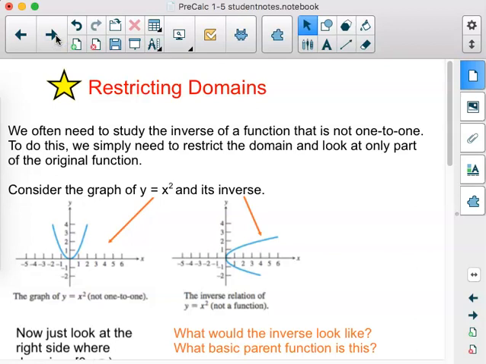All right, this is never anybody's favorite part of talking about inverses. That's the part of our objective where we talk about restricting the domains. Determine any domain restrictions on the original and the inverse function. Like it says, we often need to study the inverse of a function that's not one-to-one, but we need to be able to do the math. To do this, we simply need to restrict the domain and look at only part of the original function, which I mentioned in yesterday's notes.